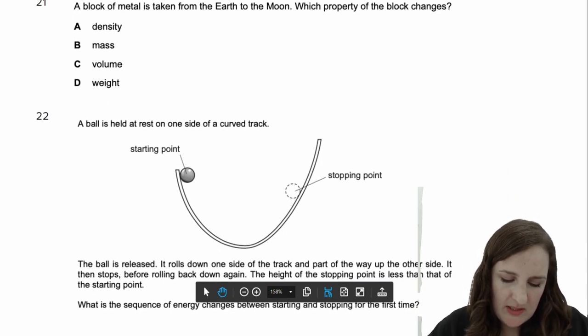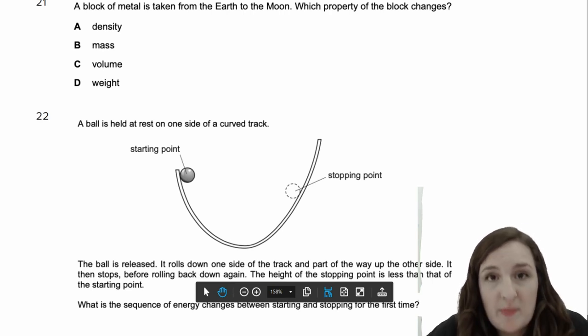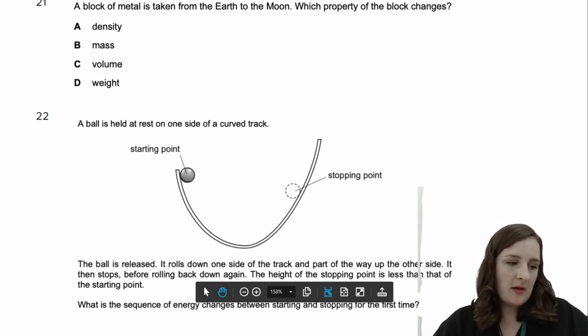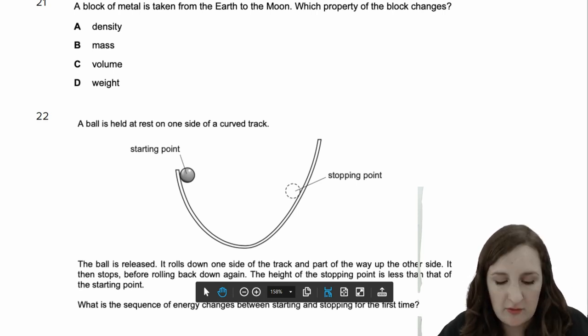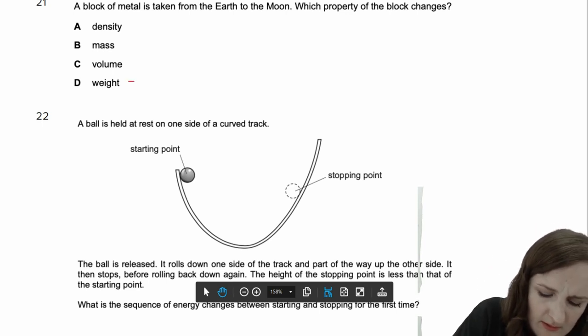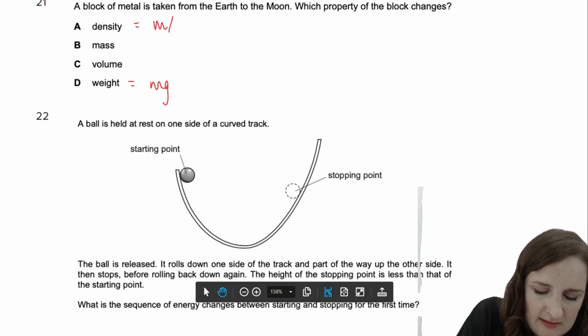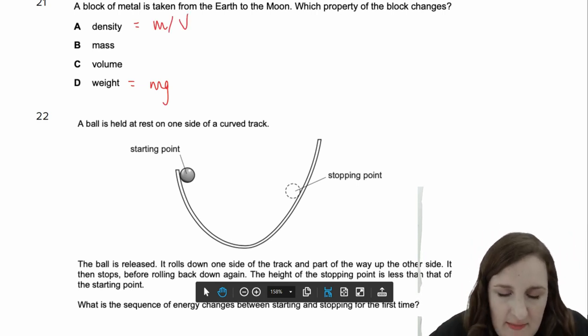So, number 21. A block of metal is taken from the Earth to the Moon. And it asks which property of the block changes. So if you're unsure about how to do questions like this, if you've just completely forgotten, think about equations, think about what you know. So you know that weight is equal to mg, and you know that density is equal to mass over volume. Our options are density, mass, volume, and weight.